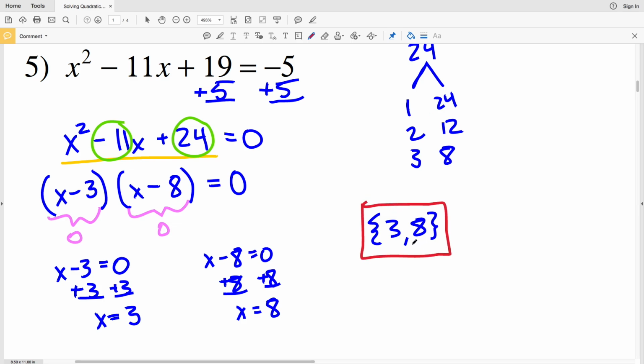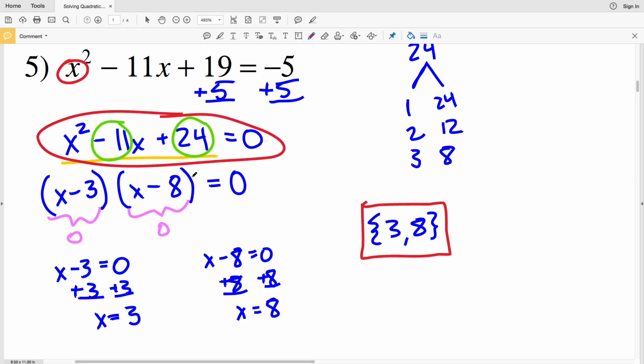And go ahead and double check on your calculator. If you want to use this very original, when you plug in positive 3 for x and solve out this left-hand side, you'll get negative 5. Or if you plug in 8 for x, you'll solve out that left-hand side and also get negative 5. Or you can plug them into this equation, x squared minus 11x plus 24. Plugging 3 in for x or 8 in for x will give you 0 as your solution.